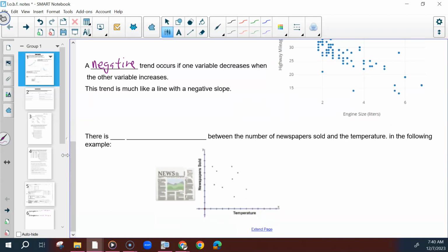And then does anyone know this one? There is blank between the number of newspapers sold and the temperature in the following example. No relation. Close, no correlation. So that means the points you see, they're not moving positively or negatively. They just aren't really correlated with each other.